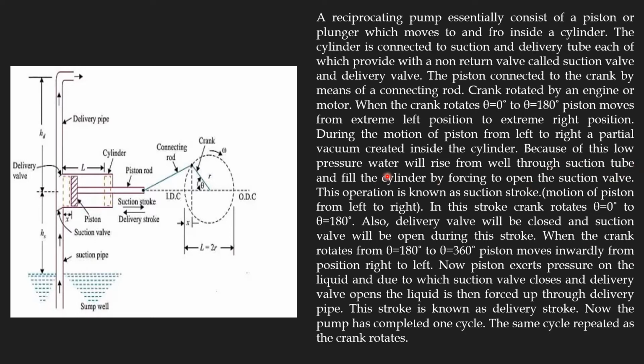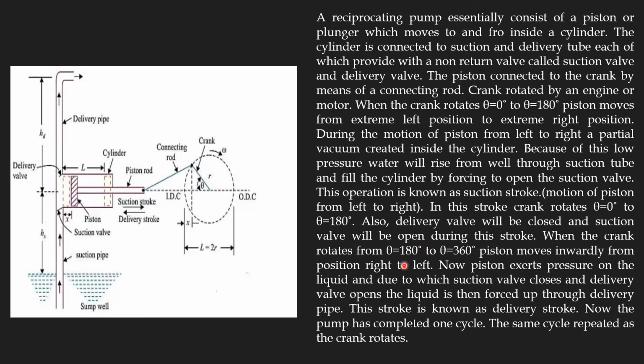Because of this low pressure, water will rise from the well through the suction pipe and fill the cylinder by forcing open the suction valve. This operation is known as the suction stroke, the motion of the piston from left to right. In this stroke, the crank rotates from 0 to 180 degrees, so the delivery valve will be closed and the suction valve will be operating during the suction stroke.